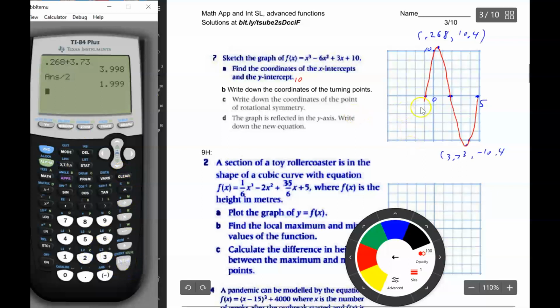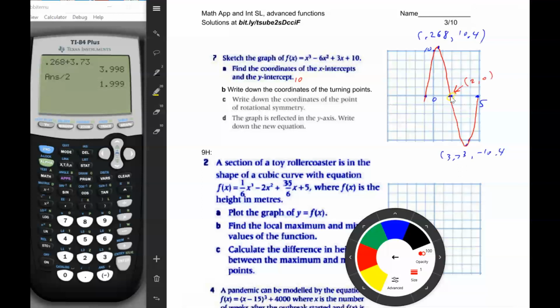So that would be the coordinate, which is basically 2, right? So I think the midpoint is this point right here. So that is the point of rotational symmetry, which would be 2, 0. And we already knew that was an x-intercept too. So the x-intercepts, oh, we forgot to answer x-intercepts. So the x-intercepts are -1, 2, and 5.